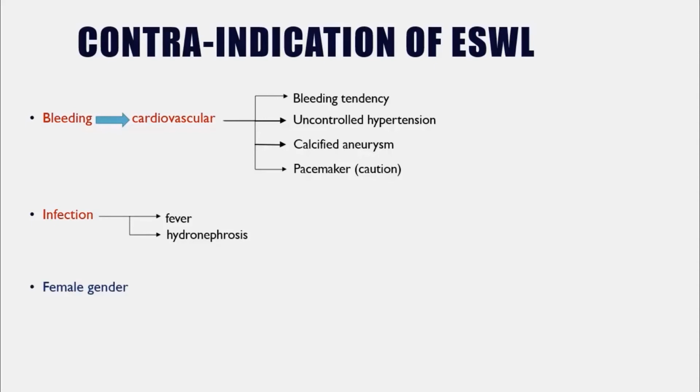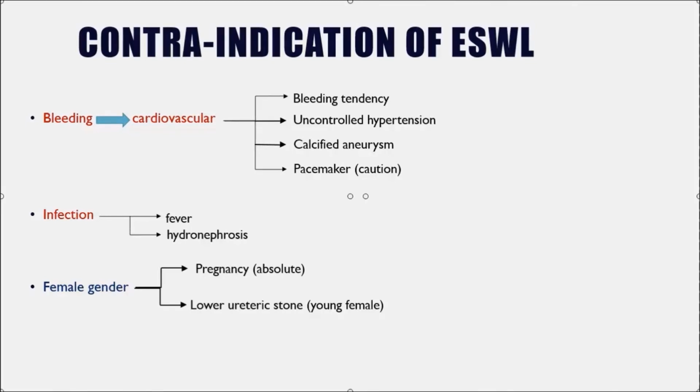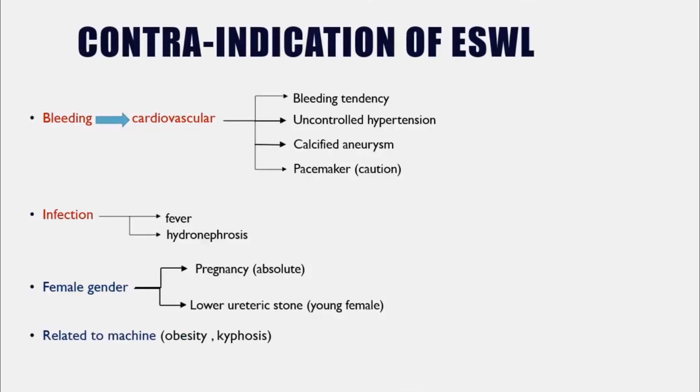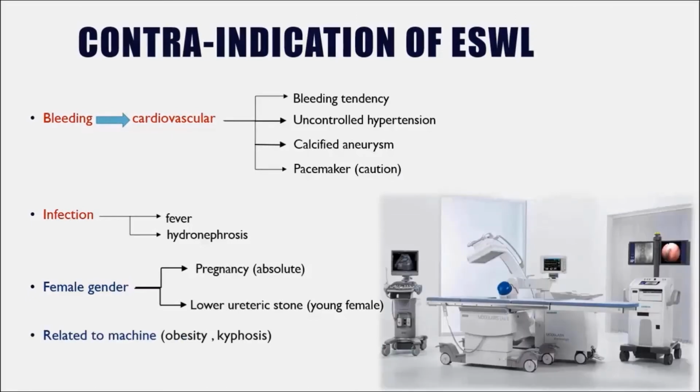Some other contraindications include those related to the female, like pregnancy, which is an absolute contraindication, and lower ureteric stone in the young female because it may damage the ovary. And if the patient is too obese or has a musculoskeletal problem, it is hard to place them on the table.